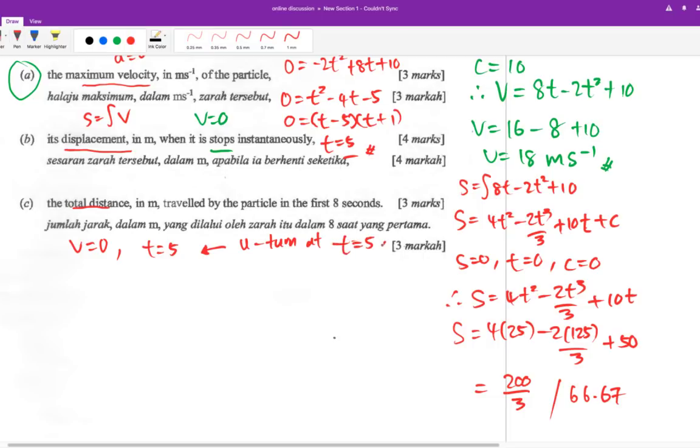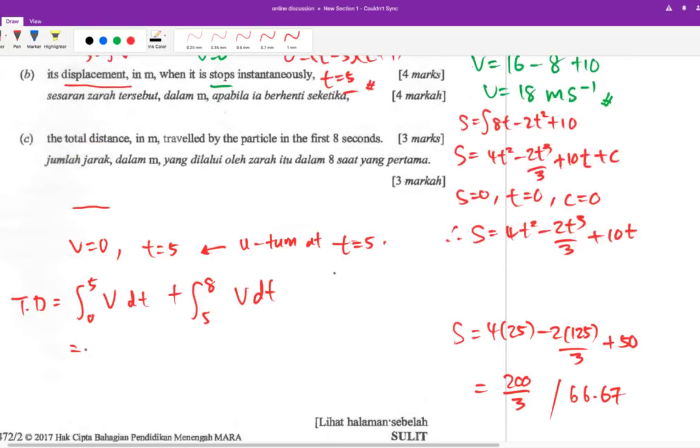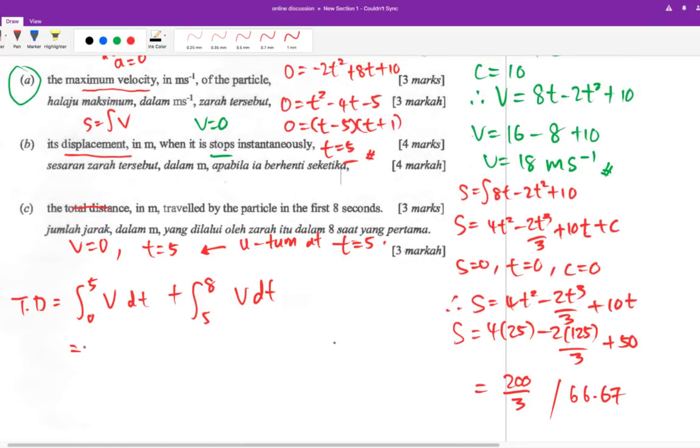So if I know this, what I will do is find my total distance, which equals the integral from 0 to 5 of v, because integrating v you get s, which is distance, plus the integral from 5 to 8, because the question says the first 8 seconds. It's easier, and that means you no need to sketch out the diagram. Then you just substitute into it, and since you already integrated v before, you will get this equation.